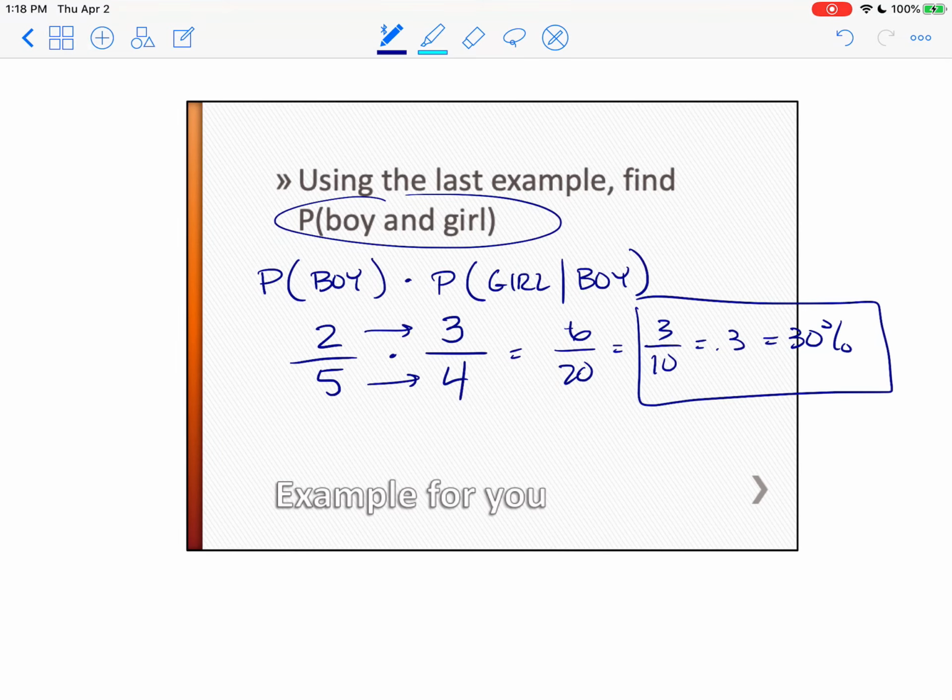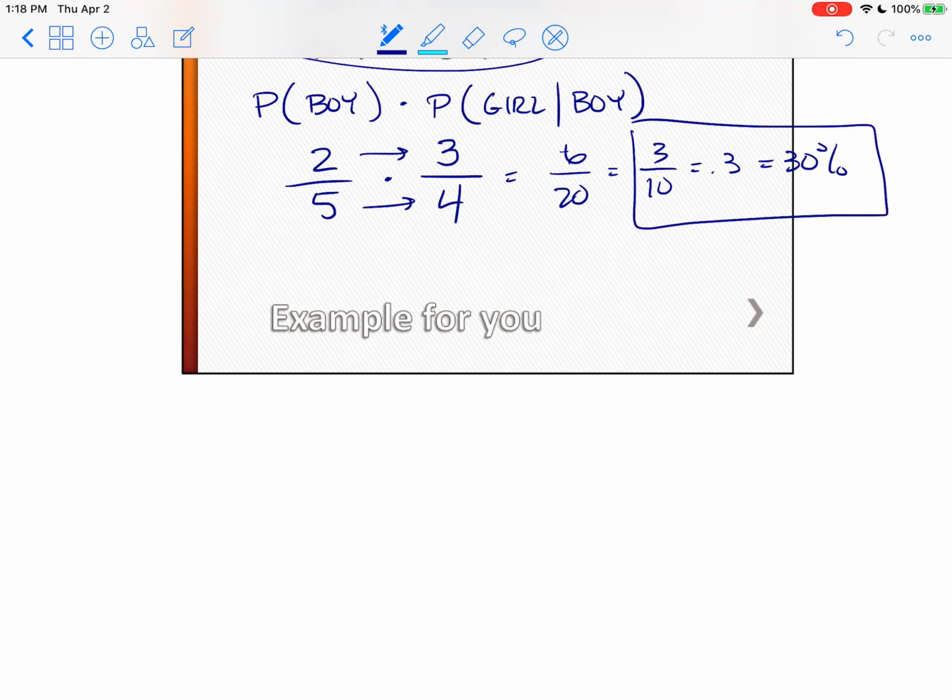So I want you to pause the video, and I want you to try and find the probability using the same information that we pick a boy and another boy. I know this isn't on your guided notes, but I want you to try it anyway. So pause the video, and when you're ready, come back and I will do the answer.